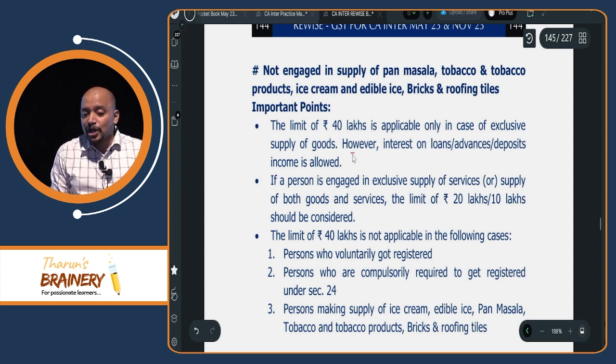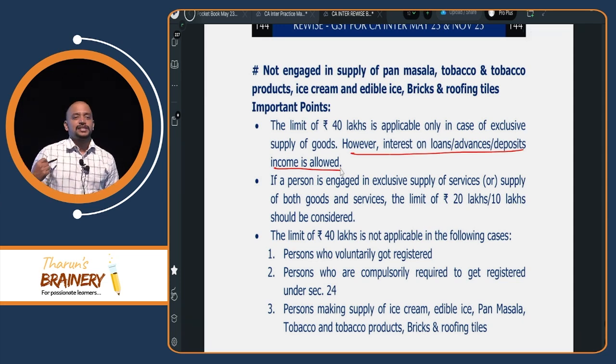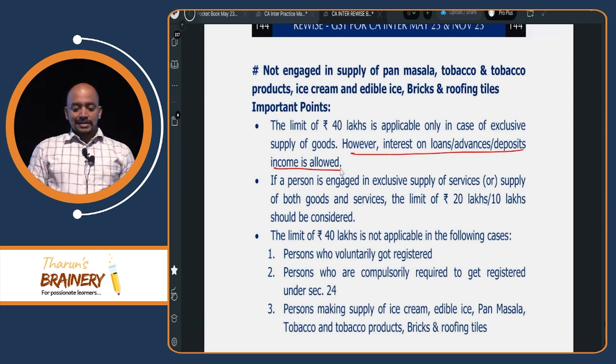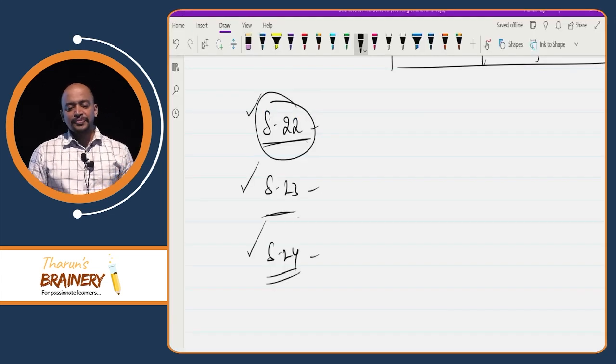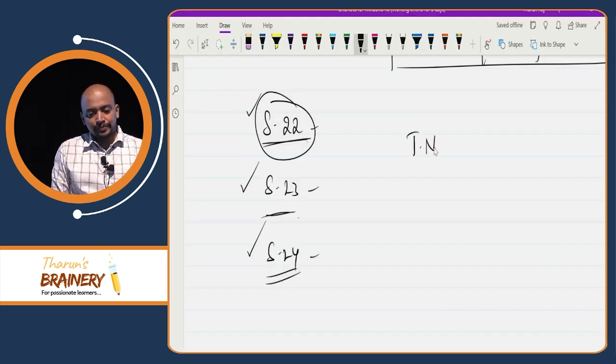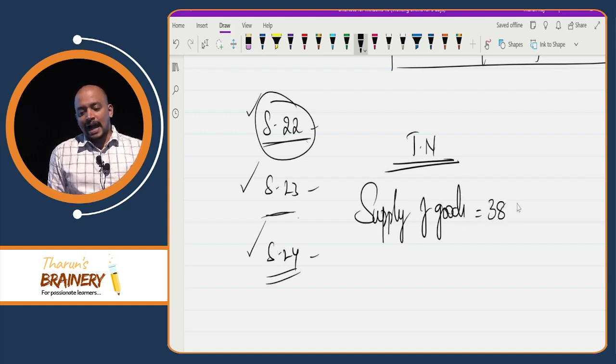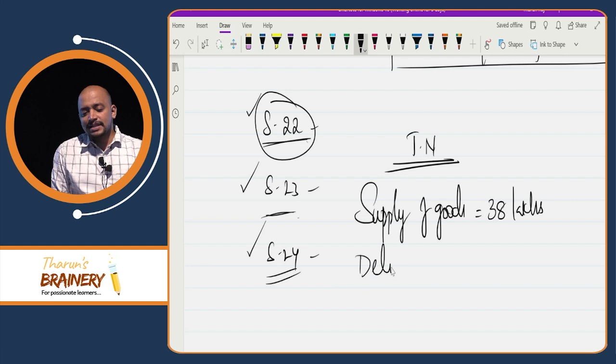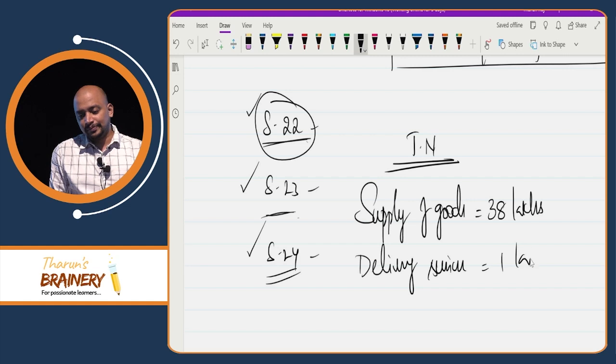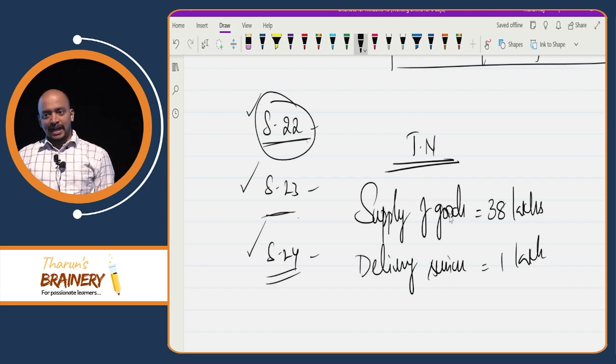However, interest on loans, advances, deposits income is allowed. Actually, interest on loans, advances, deposits is a service. Correct? See this, concentrate. You are doing business in Tamil Nadu. Supply of goods is 38 lakhs. And delivery services is 1 lakh. Okay, delivery service is 1 lakh.